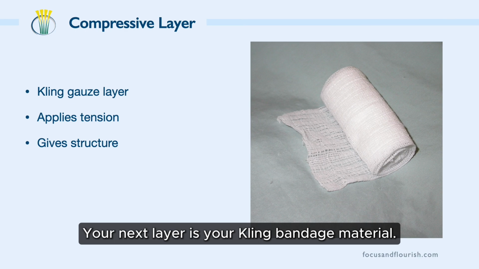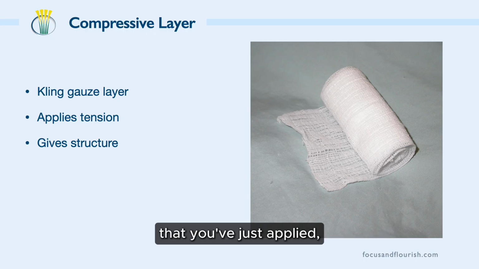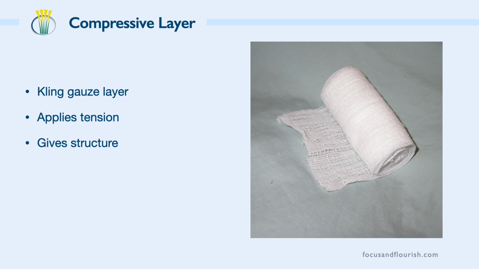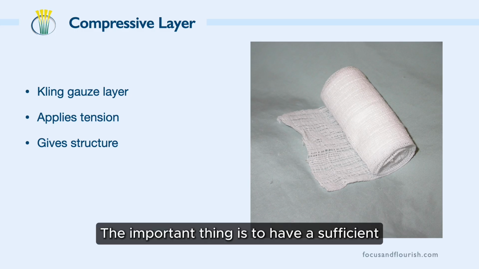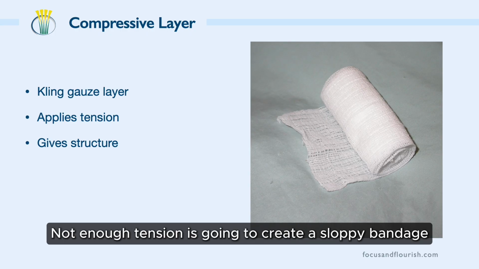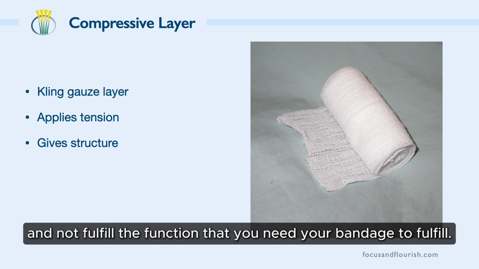Your next layer is your cling bandage material. It's going to serve to compress the cast padding that you've just applied, and it is going to give shape to the bandage. The important thing is to have a sufficient amount of tension when you apply this cling layer. Not enough tension is going to create a sloppy bandage that's going to tend to fall down the leg and not fulfill the function that you need your bandage to fulfill.